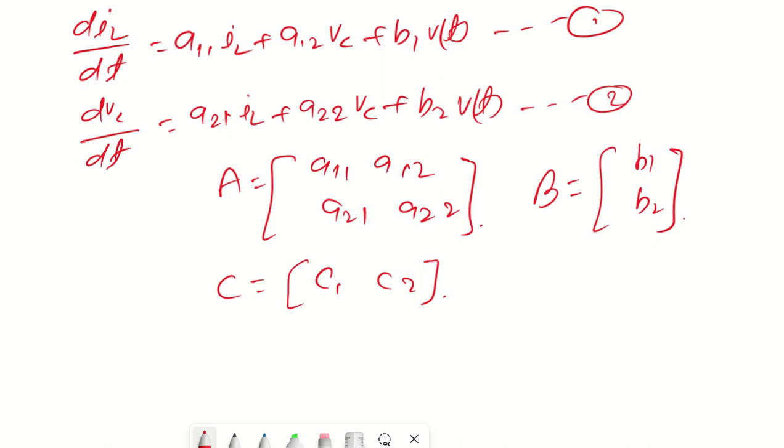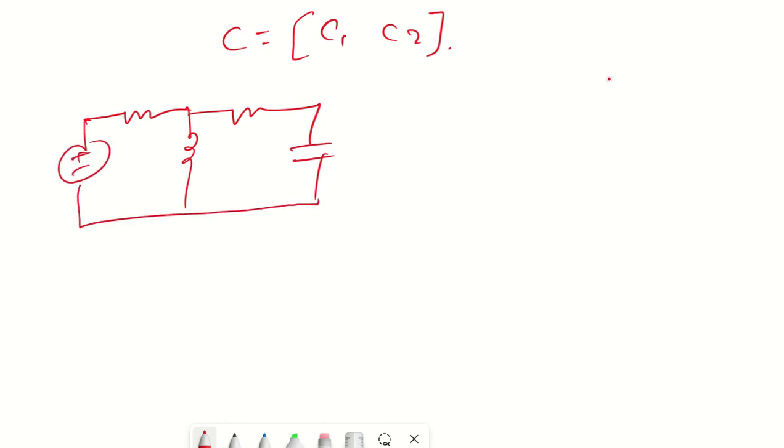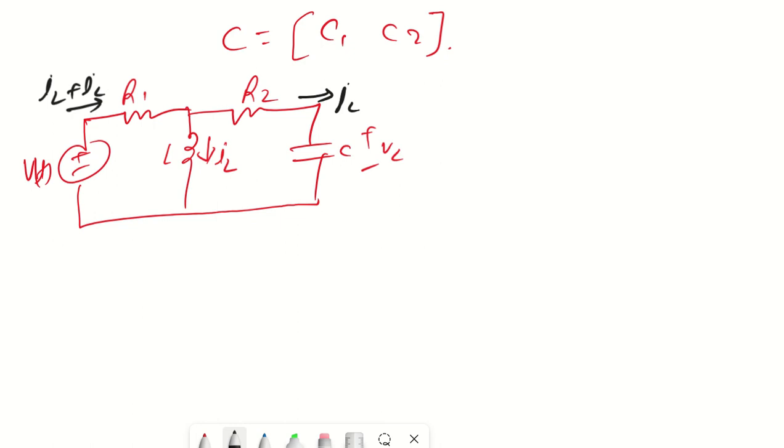All right, so let us write down some equations here. We have this particular circuit. This is my R1, this is my R2, this is my C, and this is my L. The current flowing through the inductor is IL, the voltage across the capacitor is VC, and this is the source voltage VT. The current flowing through the capacitor can be written as IC, and the total current flowing through R1 can be written as IL plus IC. Got it?